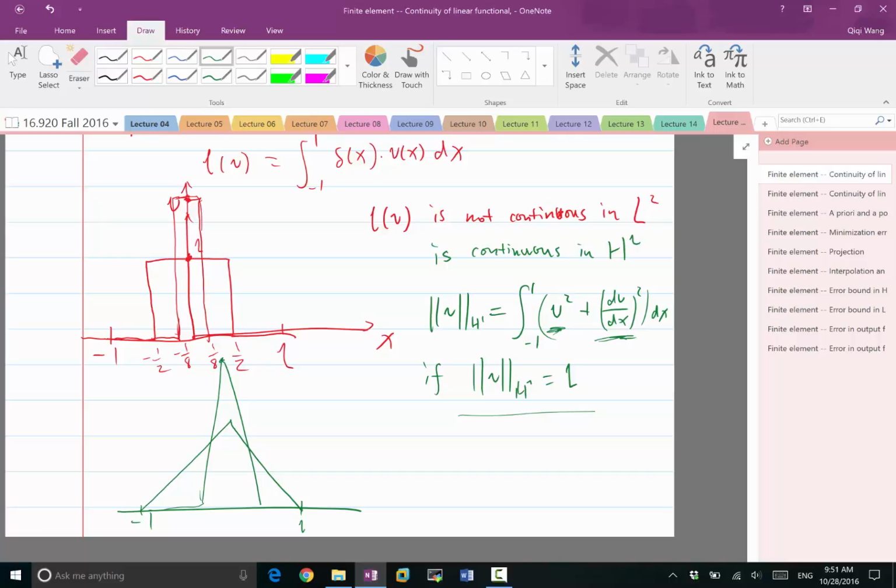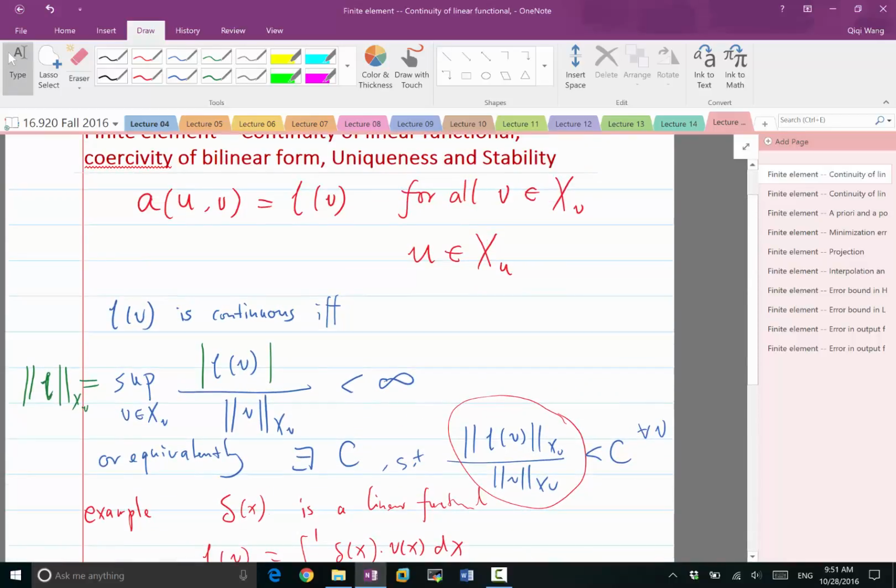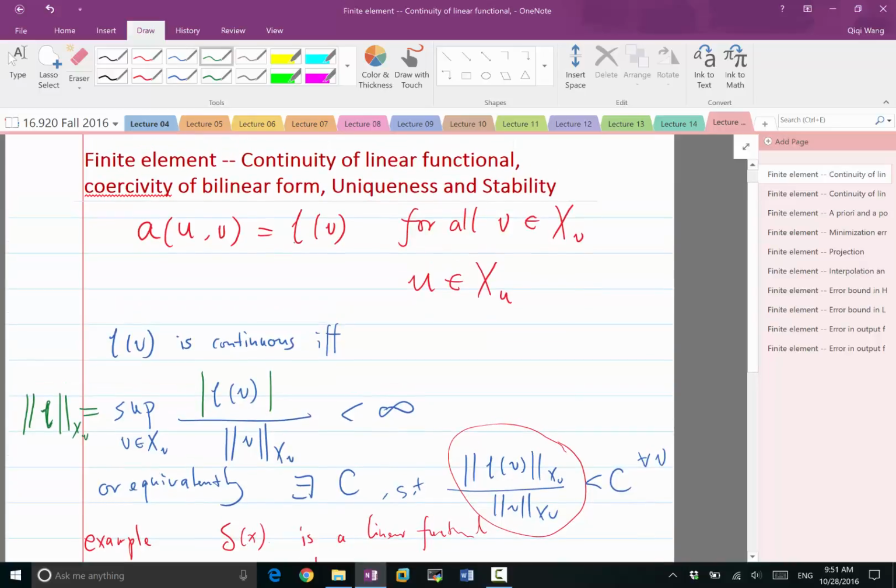So this is for linear functionals. That's one of the conditions that we need for the well-postedness of a weak form like that. The right-hand side, the linear functional, has to be bounded or continuous. If you have a right-hand side that is even more non-smooth than the delta function, then the Poisson's equation doesn't have to have a solution even in the weak sense.